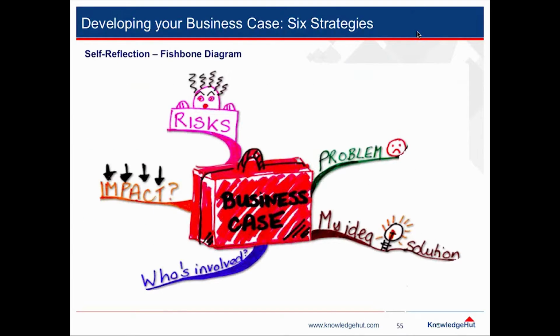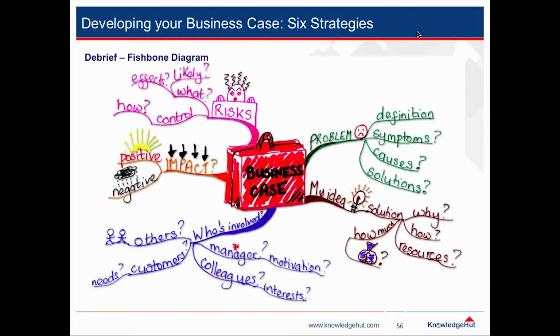Then there are a few techniques that you should apply for your own benefit, but also you can include analysis elements like a fishbone diagram in your business case as well. So the way it works, you identify certain criteria and you dig deeper on them and see how that impacts your business case, as shown in this example here.